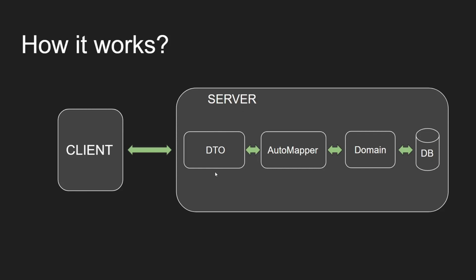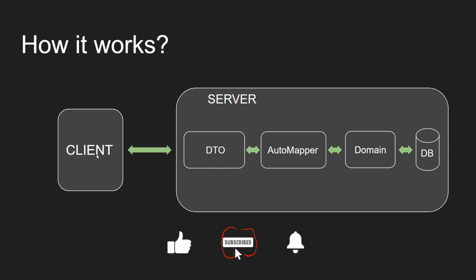So instead of actually providing the password of the user to the client, we're going to say that this DTO is going to have only the name and the surname, for example. So instead of providing the password to the client, we are going to return only the name and surname.